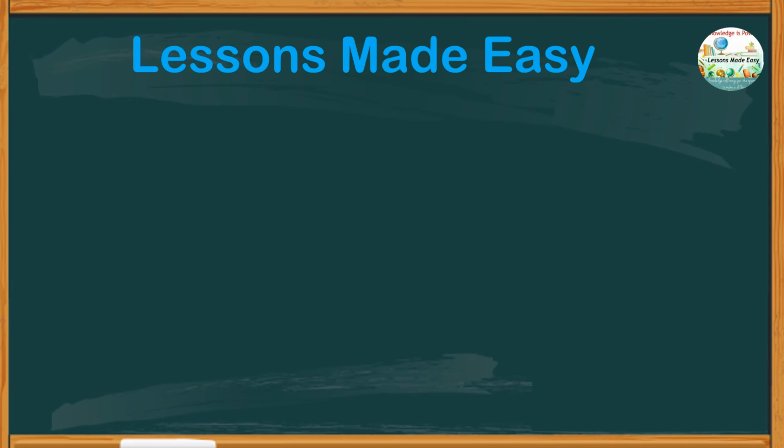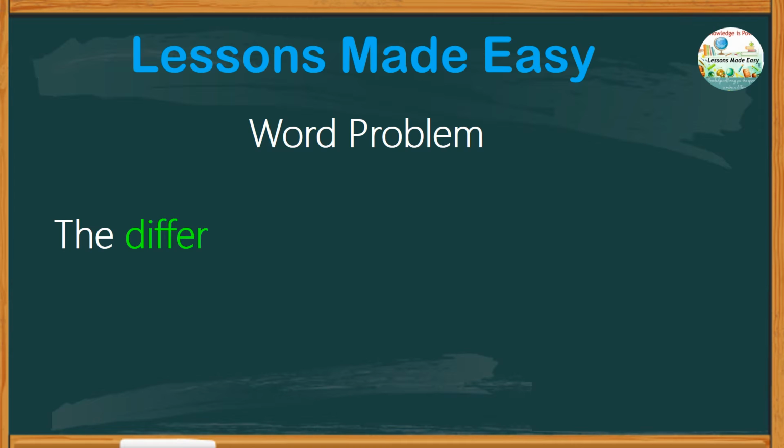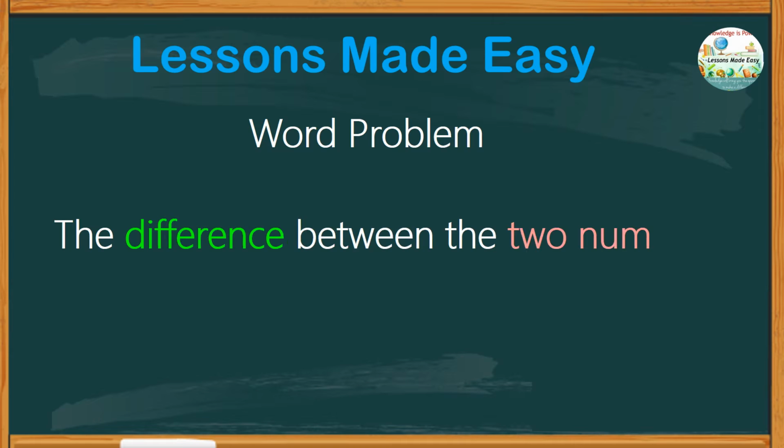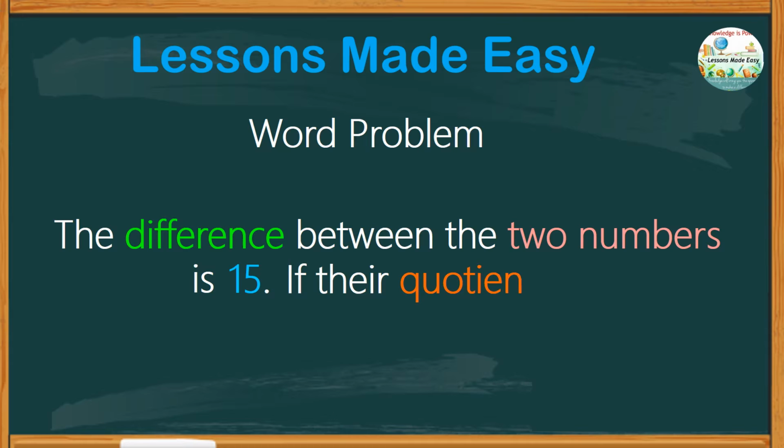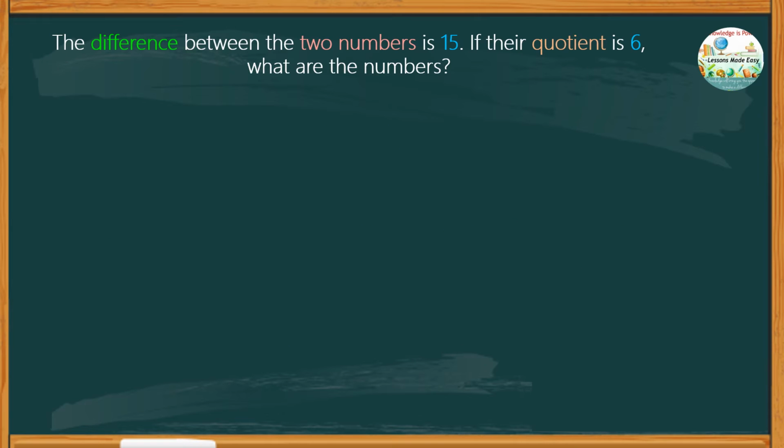Let's take a look at this word problem. The difference between the two numbers is 15. If their quotient is 6, what are the numbers? Let's analyze the problem carefully. The problem is about identifying the two numbers.